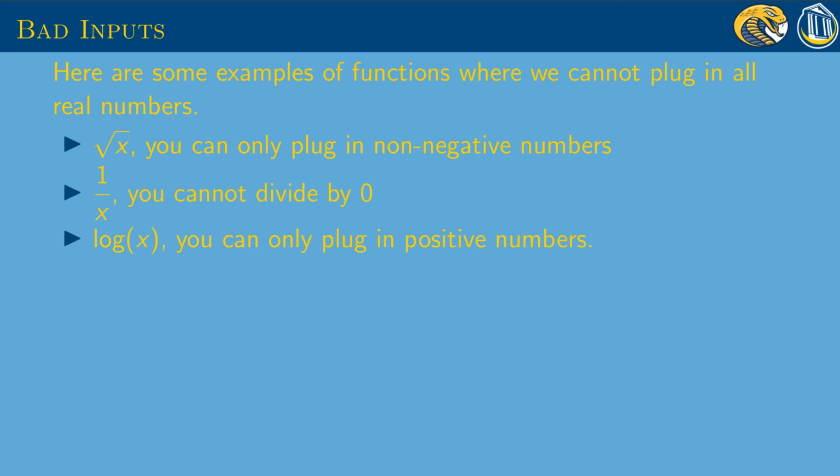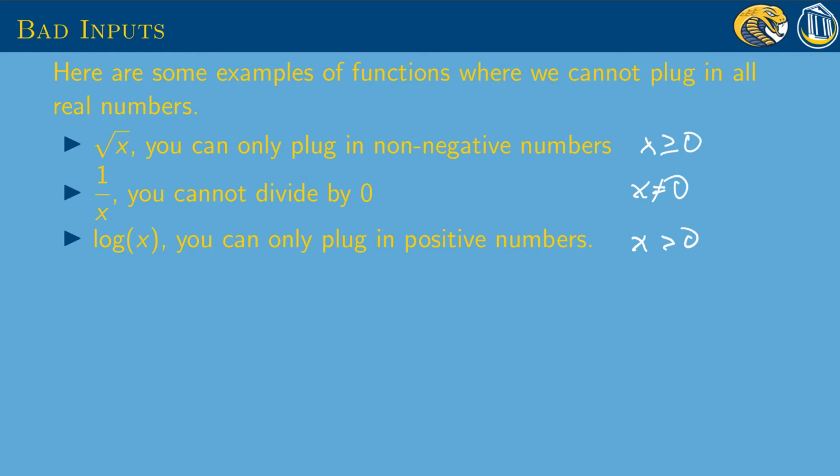For example, if we have the function the square root of x, we know that we can only plug in non-negative numbers. That is, the inputs have to be greater than or equal to 0. For a function like 1 over x, or any rational function, we know that we can't divide by 0. x cannot equal 0. And for log of x, we can only plug in positive numbers. In this case, x is greater than 0.